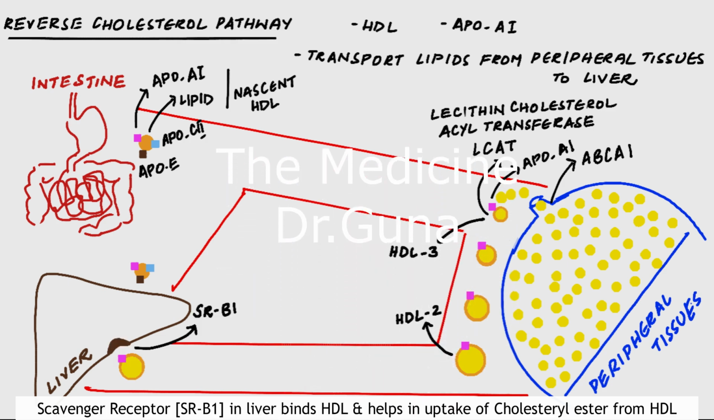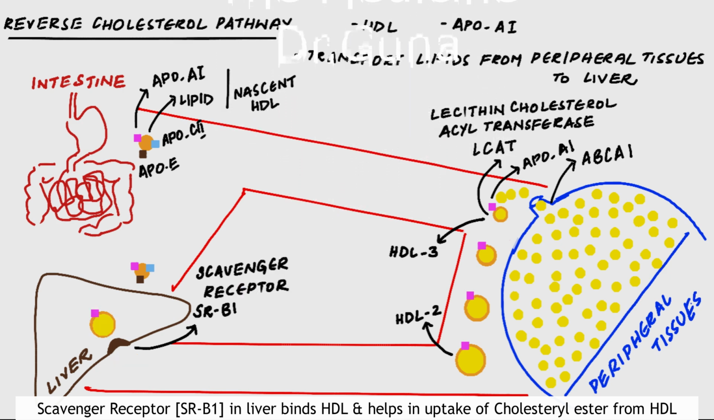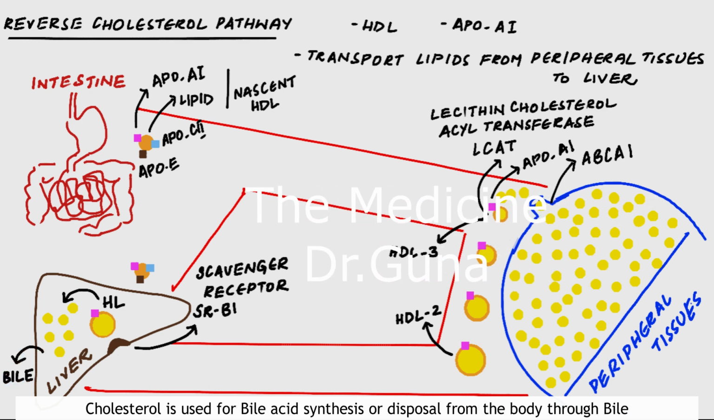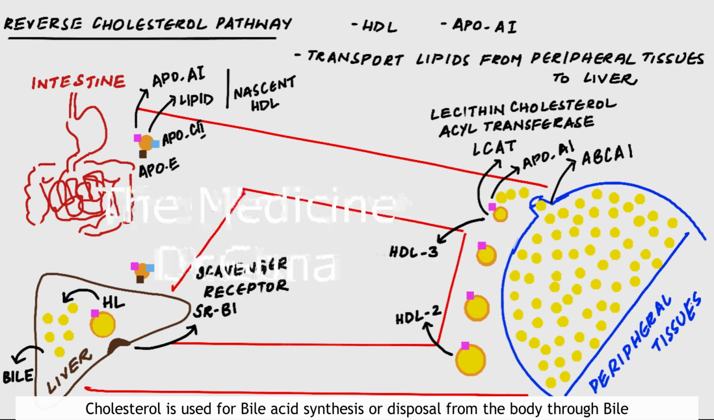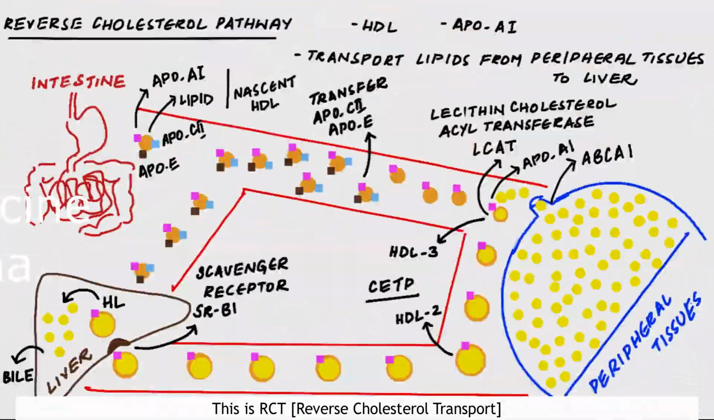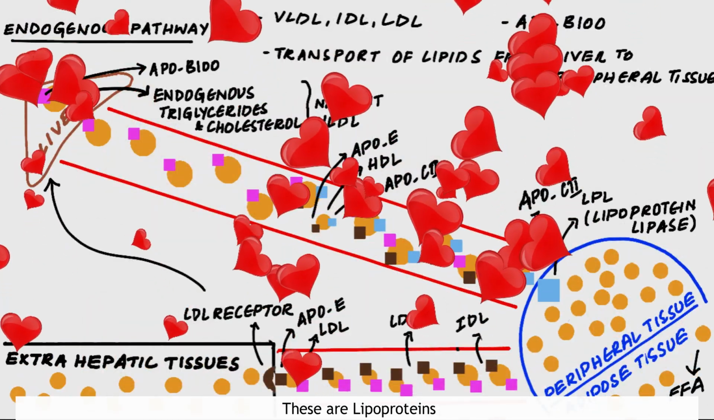Scavenger receptor SRB1 in liver binds HDL and helps in uptake of cholesterol ester from HDL. Hepatic lipase degrades triglycerides and phospholipids in HDL. Cholesterol is used for bile acid synthesis or dispersal from the body through bile. This is reverse cholesterol transport. And these are the lipoproteins.